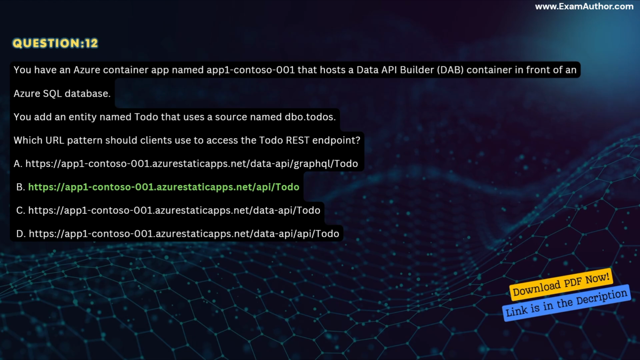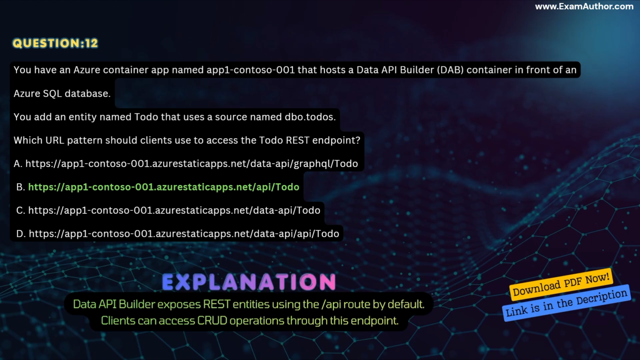https://app1-contoso-001.azurestaticapps.net/api/todo. Explanation. Data API Builder exposes REST entities using the /api route by default. Clients can access CRUD operations through this endpoint.